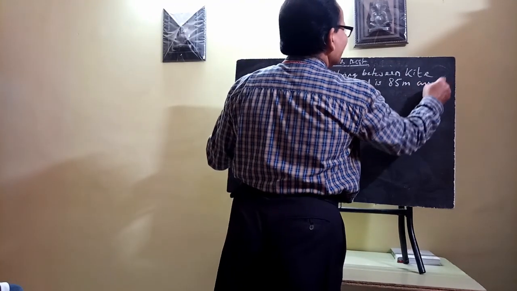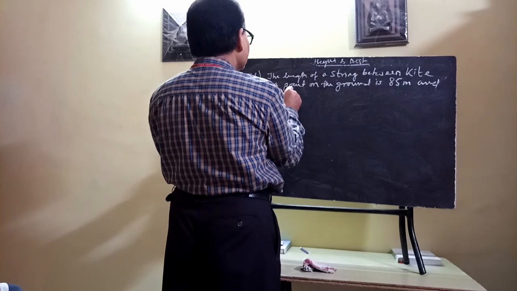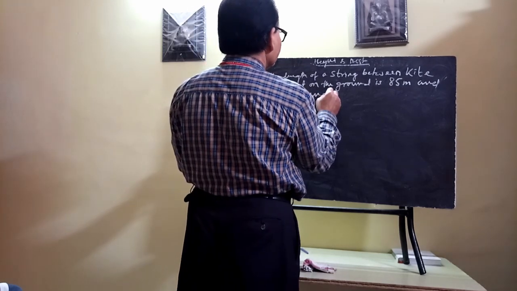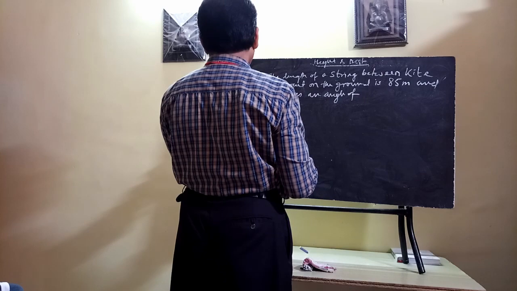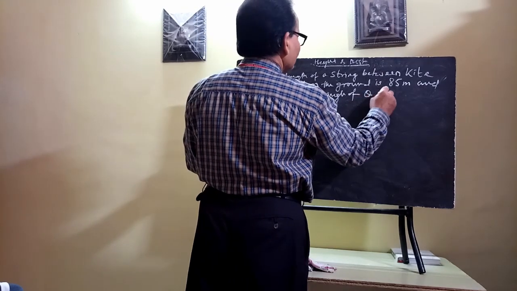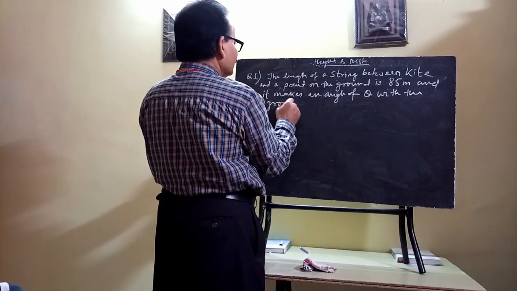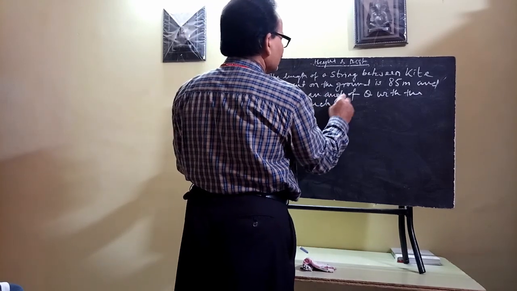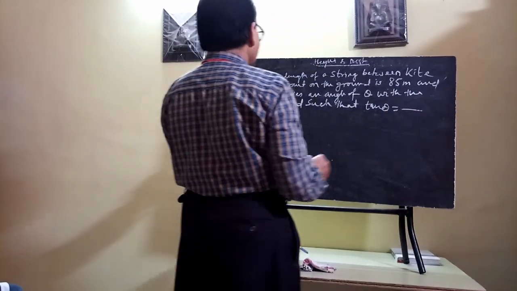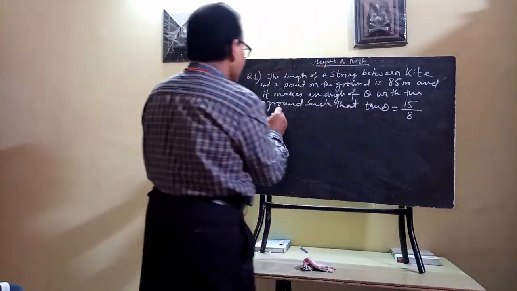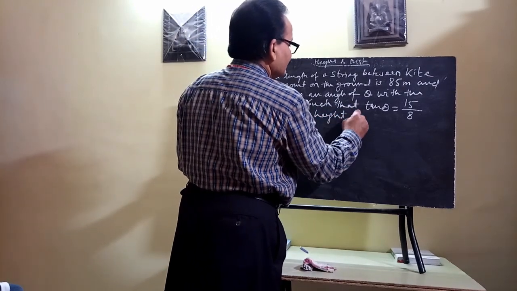and it makes an angle of, say, theta with the ground, such that tan theta is 15 by 8. Find the height of the kite.